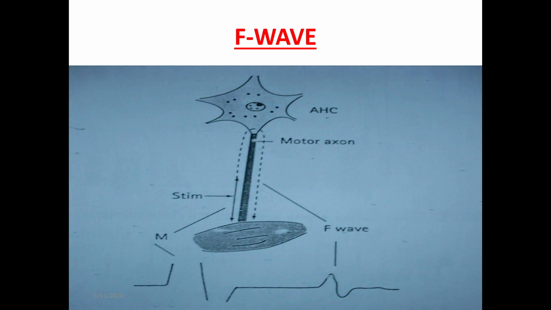F is the short form of foot, because first of all this was found in muscles of the foot. Clear? So here you can consider this is a motor nerve now. Whenever you are stimulating with your stimulating electrode, one impulse will go distally and another impulse will go proximally. As per which law? Anyone can answer? This is which law?